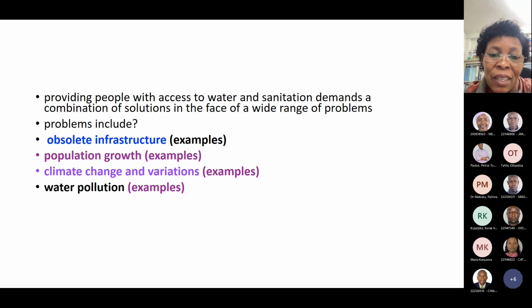Industries, and of course, it affects us all, and it poses a challenge to water resources management and water and sanitation systems in place. Next, please.